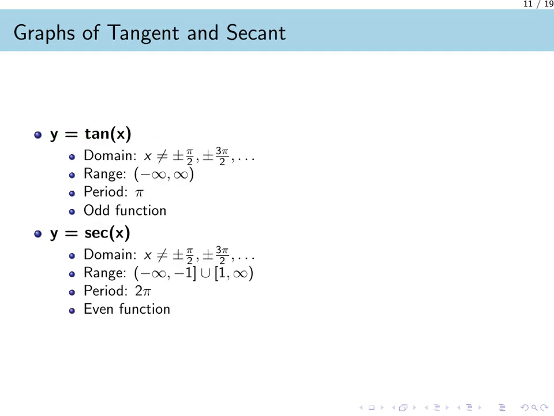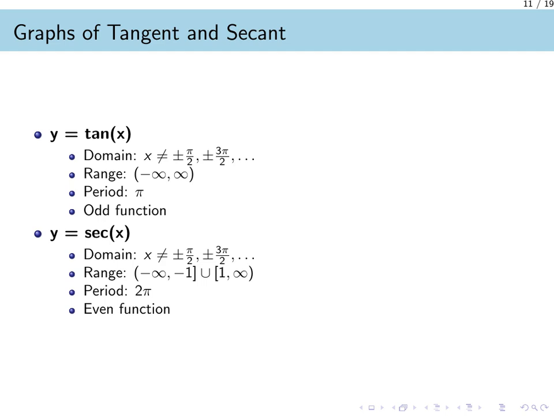Now let us look at the tangent and secant functions, which have vertical asymptotes where they are undefined. The tangent function is the ratio of sine over cosine, so it is undefined whenever cosine of x is 0. This happens at odd multiples of pi over 2, creating vertical lines the graph cannot cross.